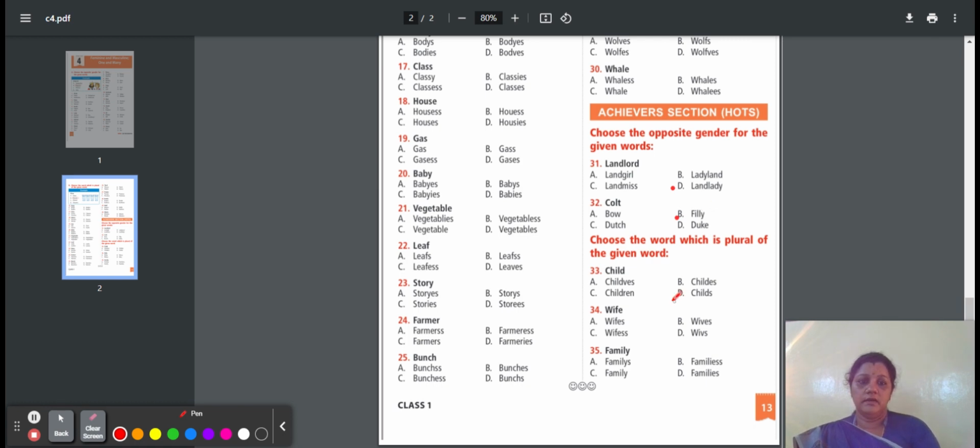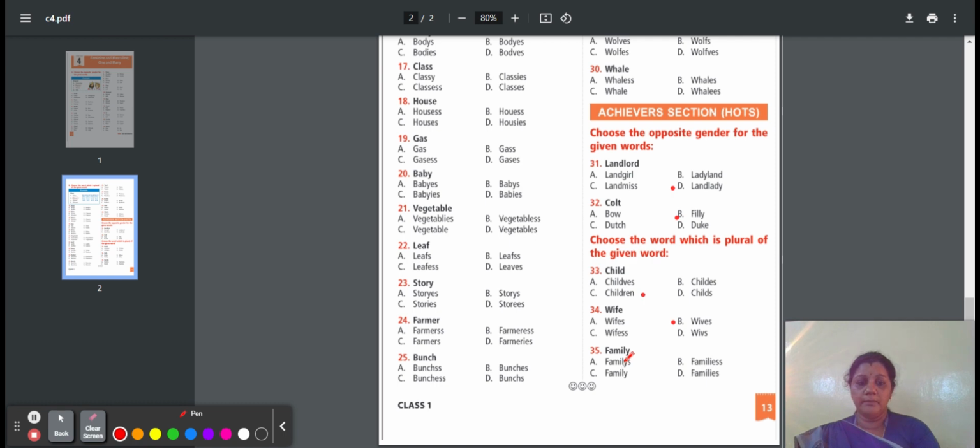Next, choose the word which is plural of the given word. Child. Here, the plural form is children. Option C, children. Next one is 34, wife. Here, the word ends with FE. So, we have to add VES, removing FE. The option is B, wives. Rest of the options are meaningless.